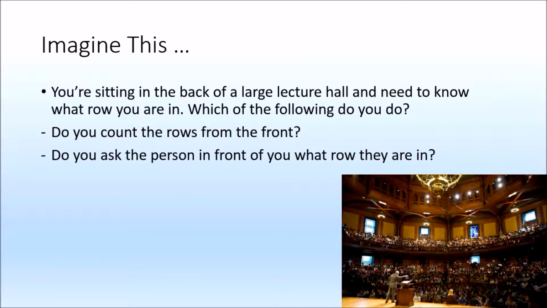So that's pretty abstract, so let's go through an example. And I think this is an example that we can all relate to. You're sitting in the back of a large lecture hall or some auditorium, and you need to somehow figure out the row that you're in. Which of the following do you do? Do you count the rows from the front, or do you ask the person in front of you what row they are in, and then easily figure it out from that?